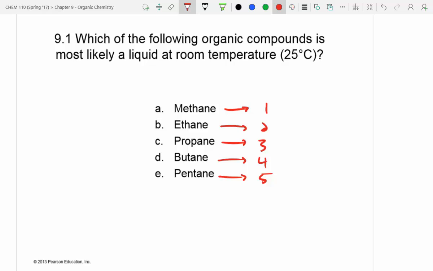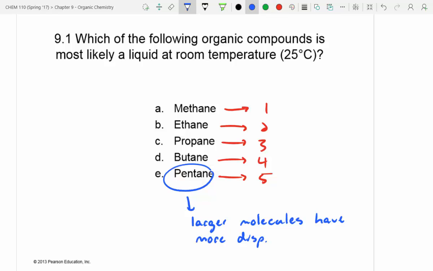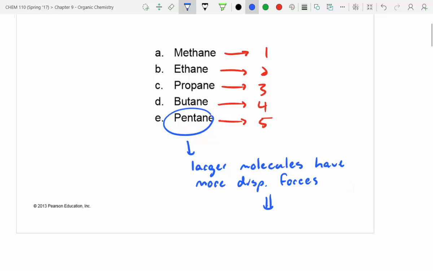Why do you think the heavier one? Because the melting point is higher. Everything else starts to boil. Okay, what intermolecular force would cause it to have a higher melting point and higher boiling point? Dispersion, right? So larger molecules have more dispersion forces, which means that they have higher boiling points and melting points.